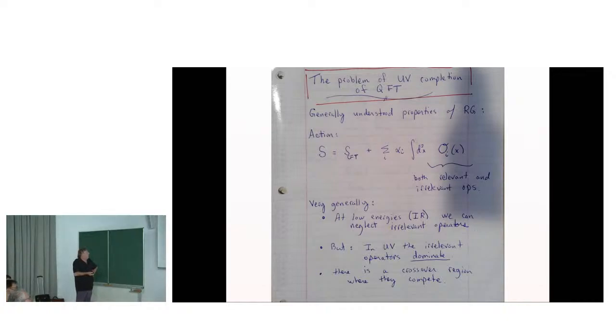Now, the standard law is essentially correct. At low energies, you can neglect the irrelevant operators. That's why they're called irrelevant. For example, in studying the standard model, we don't have to look at quantum gravity corrections. Those are all irrelevant perturbations. But if you're interested in very, very high energies, then it's the irrelevant operators that completely determine the physics, determine the ultraviolet properties of the model. There's a crossover region, which I won't really be interested in.